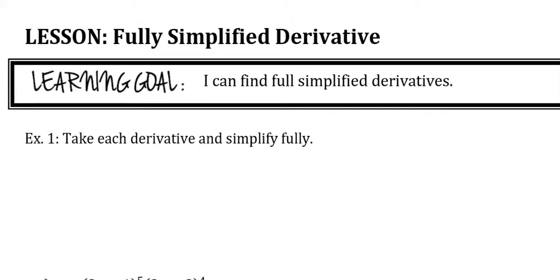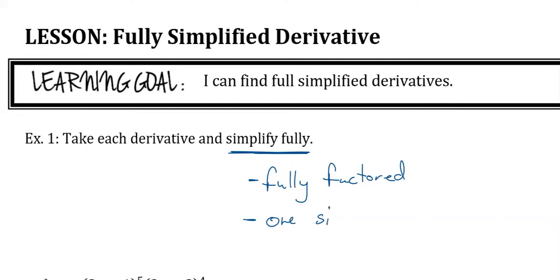So today we're going to talk about what it means to simplify fully. First of all, what we want to know is that that means something specific. There's sort of two things that we want to be aware of, that when it says simplify fully, this is what it's talking about. One of them is fully factored, and the other is one single fraction.